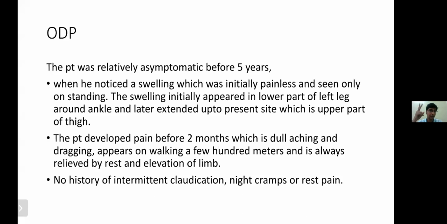Okay. Second thing is DVT, because DVT is both a causative factor for varicose veins, and individually DVT is also responsible for a lot of complications. So you always rule out DVT. DVT will not have redness, DVT will not have tenderness. DVT is a very vague swelling in the leg.